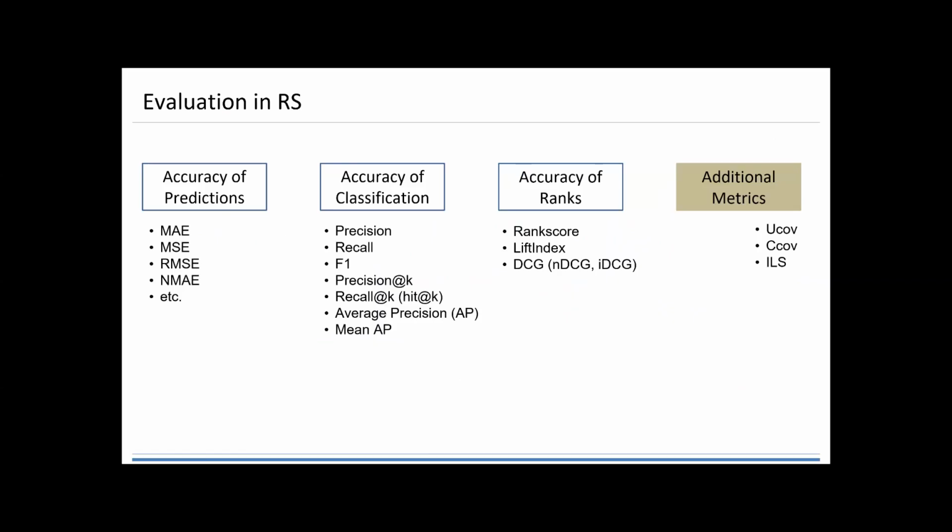In the RS, there are some evaluation approaches. We will learn about the accuracy of prediction like MAE, MSE, and RMSE. And then in the accuracy of classification, we will check the precision, recall, F1, precision at K, recall at K, average precision, and mean average precision. There are also other evaluation metrics like rank score, Lift index, DCG, and NDCG. These additional metrics I will leave for your future research. I will not discuss this one.